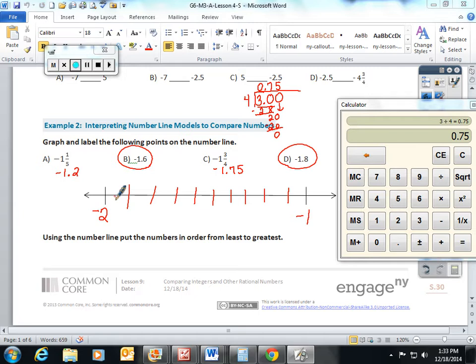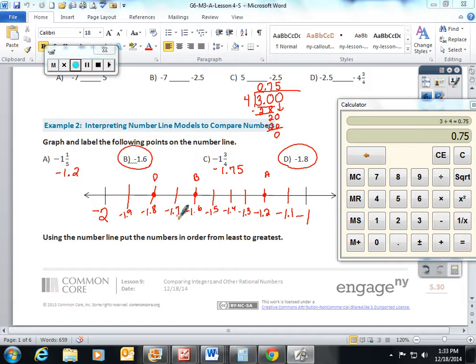And I talked to the students about how we should label them. This would be -1 and 1/10, -1 and 2/10, -1 and 3/10, -1 and 4/10, -1 and 5/10, -1 and 6/10, -1 and 7/10, -1 and 8/10, -1 and 9/10. So then we plotted our points on our number line. This is point A. This is point B. I'm going to skip C. D was -1.8. And I'm going to come back to C right now.